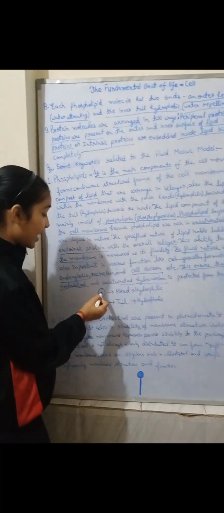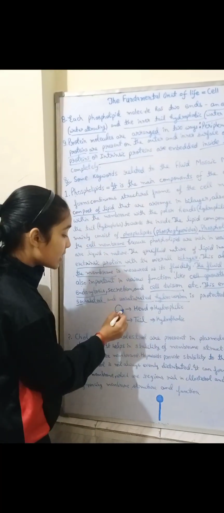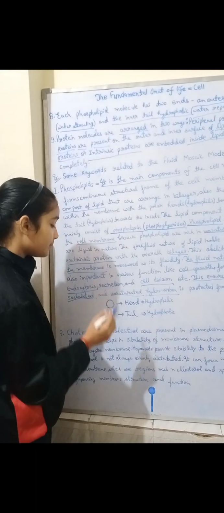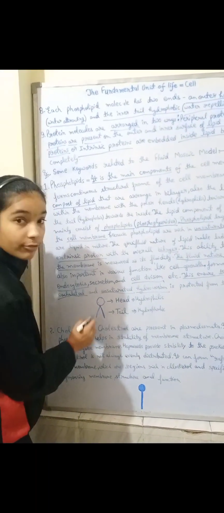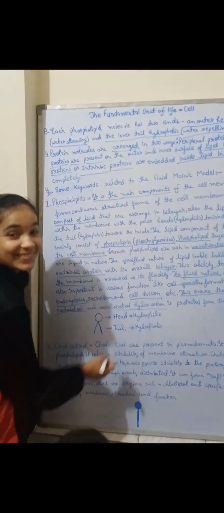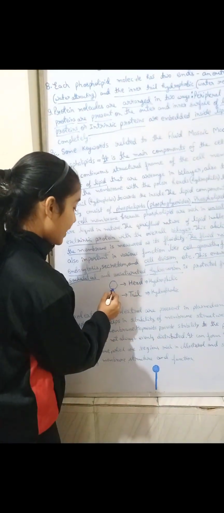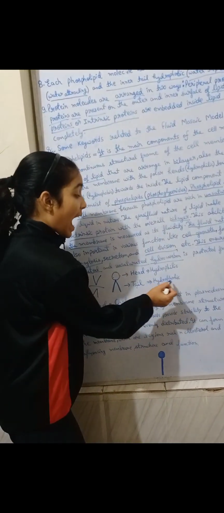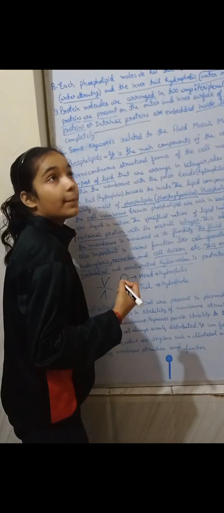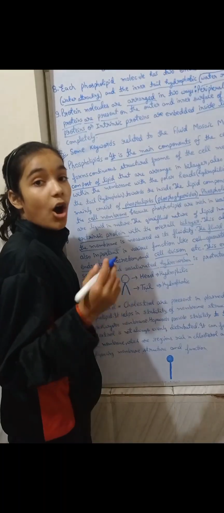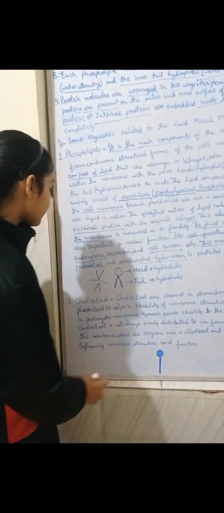This is the diagram of phospholipid. This is the head, means hydrophilic, means water loving or attracting. And this is the mirror image of V, means tail, means hydrophobic, means water repellent or hated.